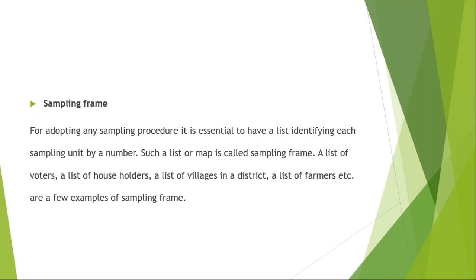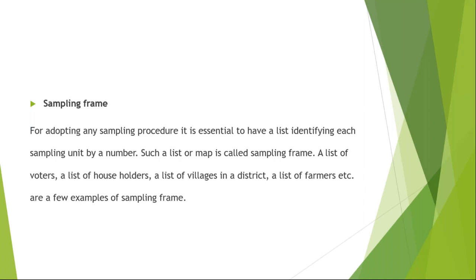Then your sampling frame. For adopting any sampling procedure, it is essential to have a list identifying each sampling unit by number. Such a list or map is called a sampling frame. Example: a list of voters, a list of householders, a list of villagers in the district, a list of farmers. All these are examples of a sampling frame. So for the 100 persons you picked that represent your sample, you give it a title. You tell us what you want to do with the 100 persons that make up your sample.